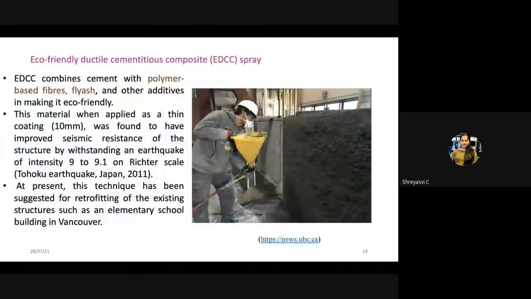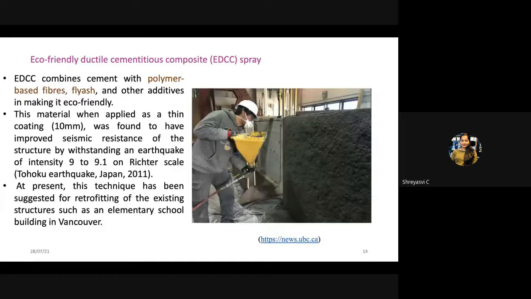It's located in Nomi. And this is another research which, the last time I checked, was still at the university stage, and they were just doing tests on some of the very simple structures. So this is a research which was developed in British Columbia, wherein they have tried to come up with an alternative building material that replaces the conventional sand by fly ash and polymer based fibers, and they have tried to come up with an eco-friendly cementitious spray. The spray, as you can see here, requires a very thin coating, as thin as just 10 mm, and it was found to improve the seismic resistance.